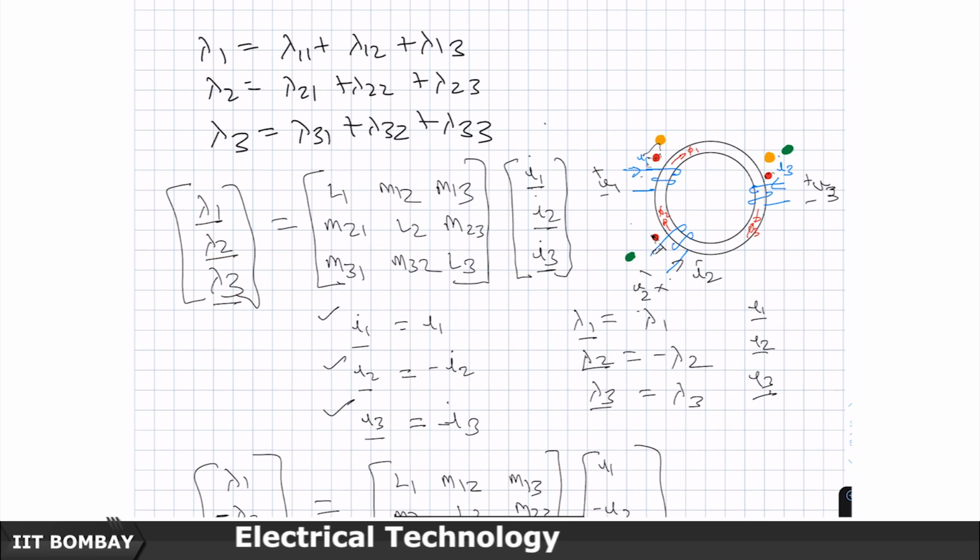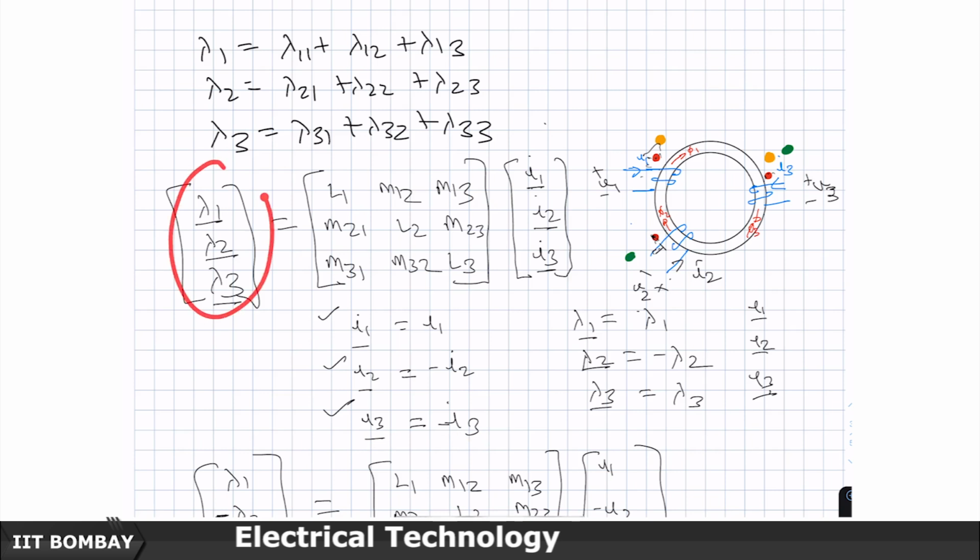But now, how are the currents flowing actually? In the first coil, actually the current is entering the dotted terminal. So, I1 underbar is equal to I1. What about the second coil? In the second coil, actually the current is leaving the dotted terminal. So, therefore, I2 underbar is equal to minus of I2, and in the third coil, actually the current I3 is entering the dotted terminal. So, I3 underbar is equal to I3.